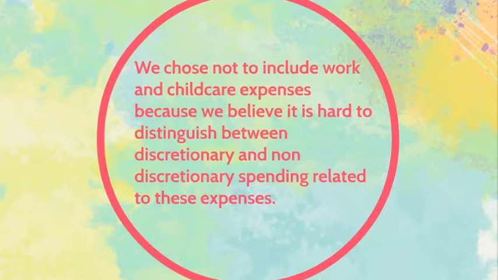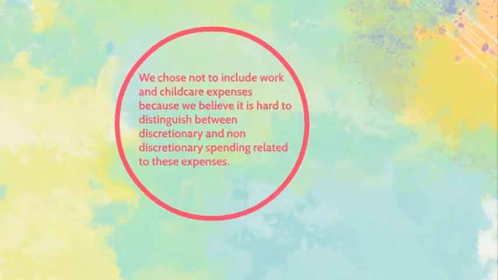We chose not to include work and childcare expenses because we believe it is too hard to distinguish between discretionary and non-discretionary spending related to these expenses. This is one reason that the SPM should continue to be published so that we have access to this information, but it is not needed in the official measurement of poverty.